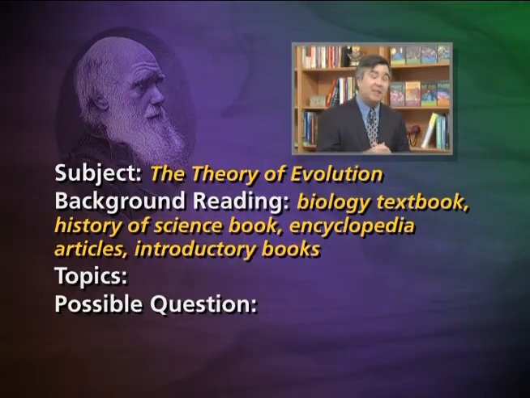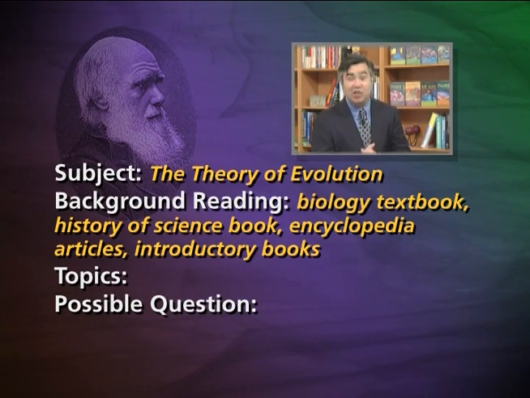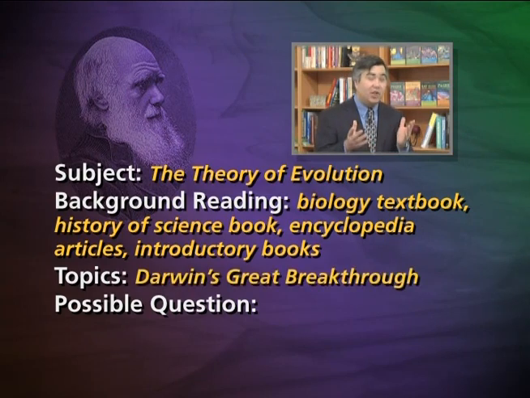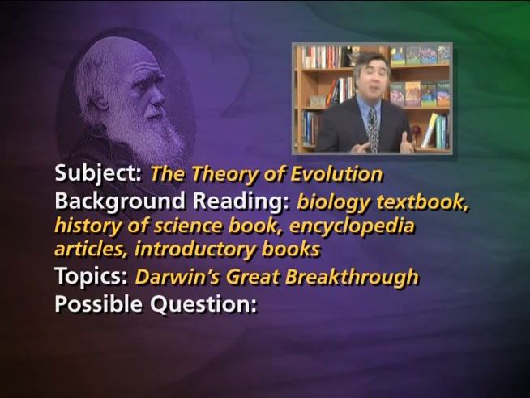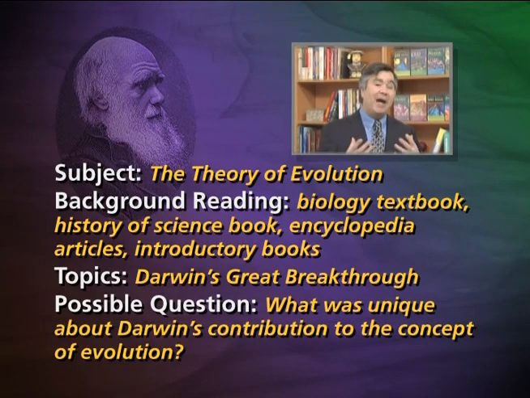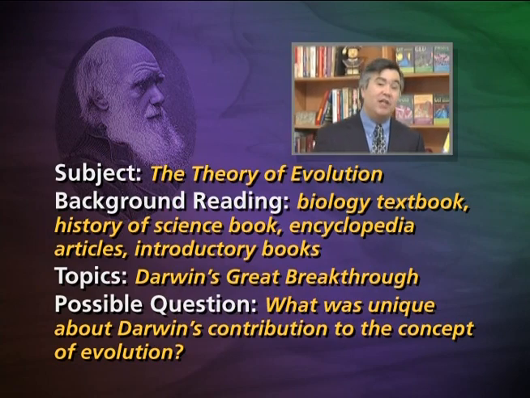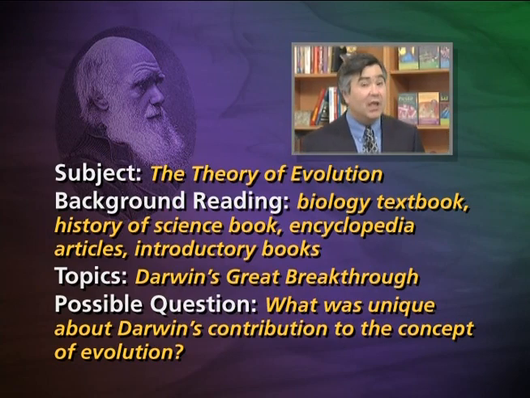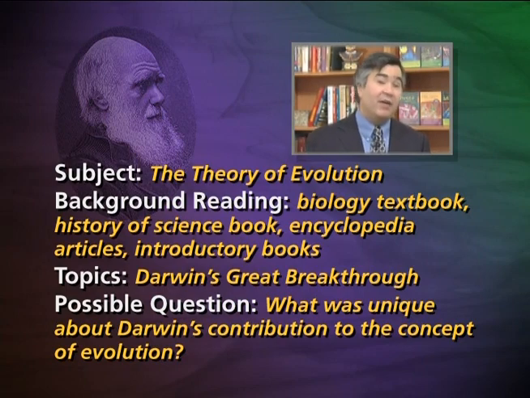Two possible topics that I've thought of in relation to the history of evolution are, one, Darwin's great breakthrough. What does this mean? Well, the question is, what was so unusual and unique about Darwin's presentation of the theory of evolution? Our background reading explains to us that the idea of evolution, the idea that species change over time, was not original with Darwin. In fact, many scientists and other thinkers at the time that Darwin was working accepted the idea of evolution. They all agreed that species changed over time.